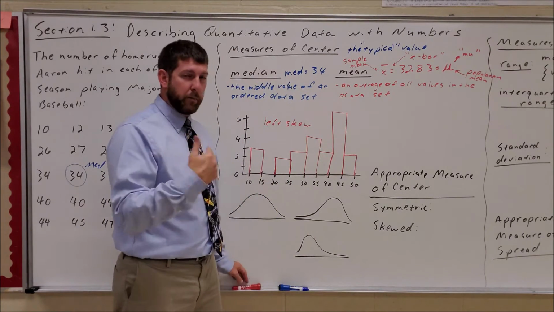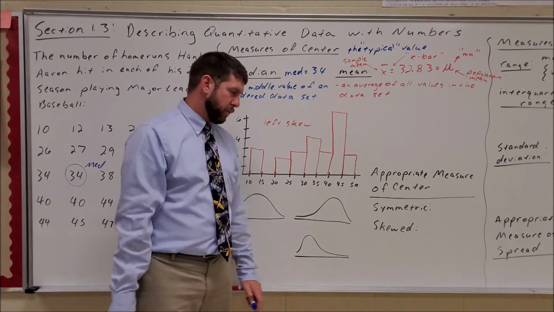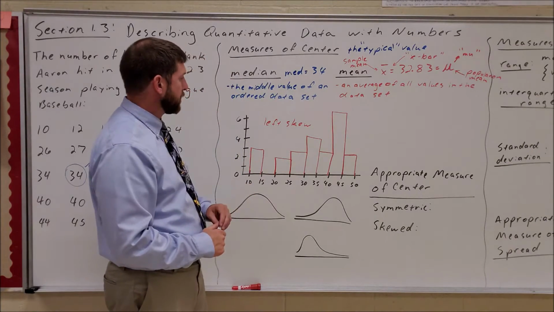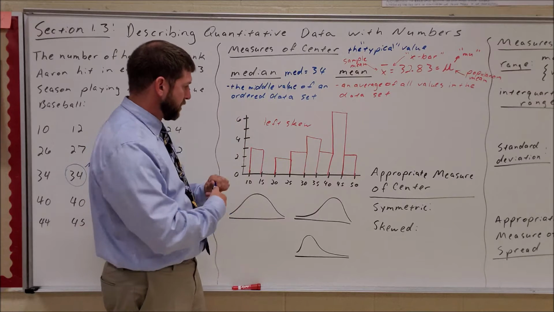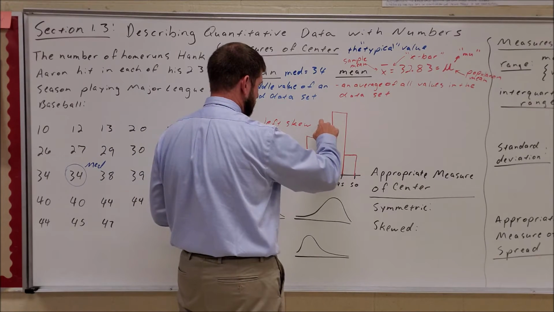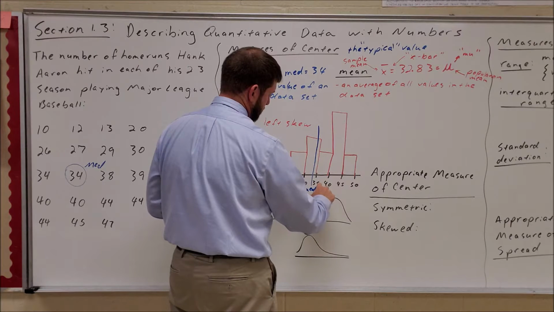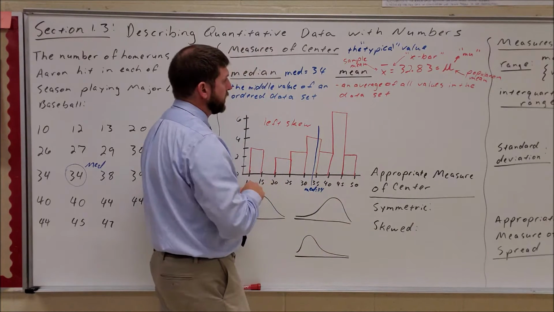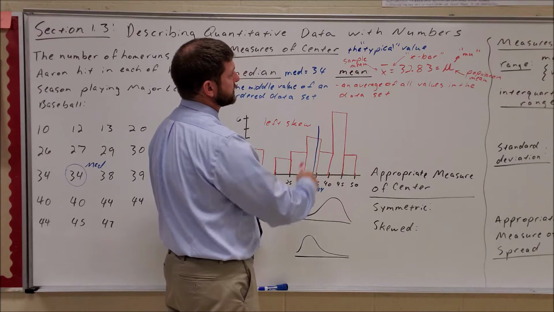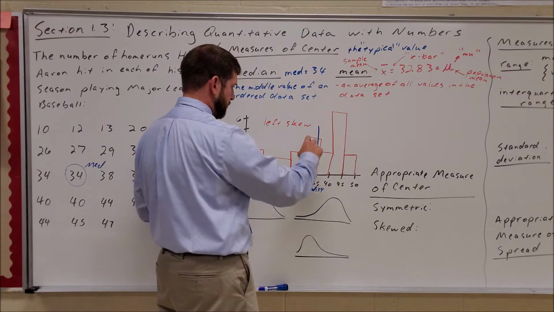All right, so let's mark our mean and our median and try to figure out which one's a better approximation. So our median was at 34, right about there. Our mean was at 32.83.